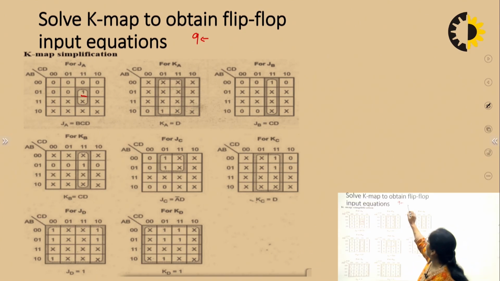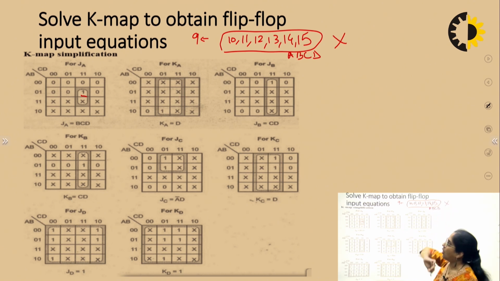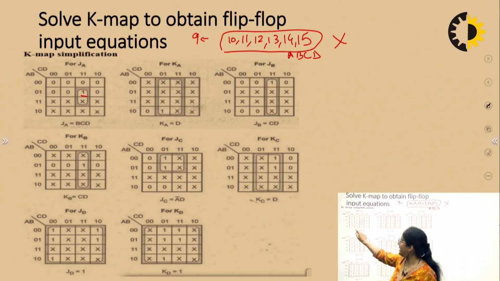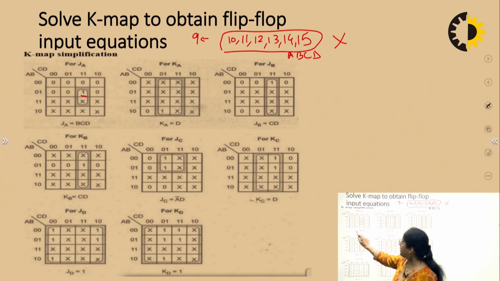But after 9, for 10, 11, 12, 13, 14 and 15, for these combinations of A, B, C, D, we consider all the outputs as don't care. So, for all the 8 K-maps, for these values 10 to 15, we represent don't care. Okay. And we have to pair for 1 only. So, in case of JA, there is only one 1, so we pair it and we will find the equation as BCD.